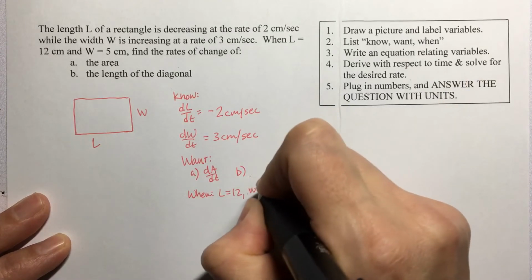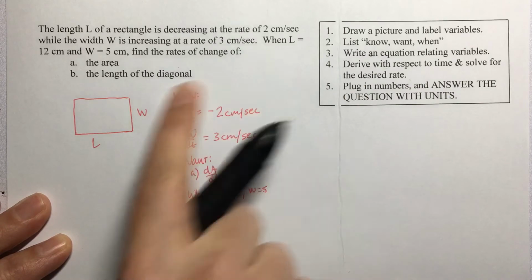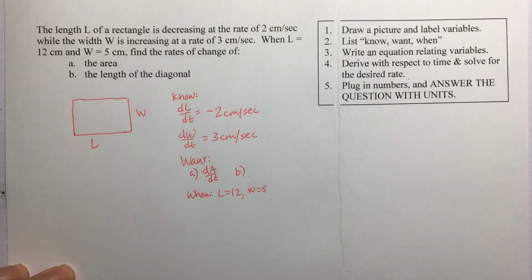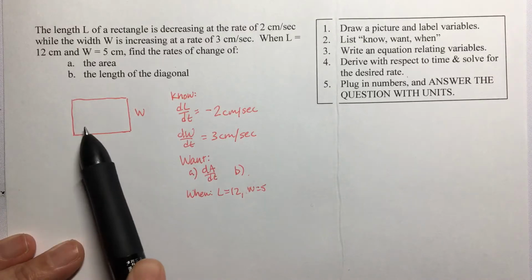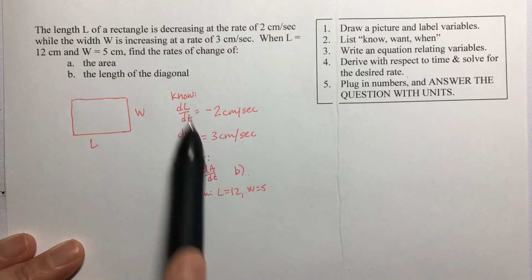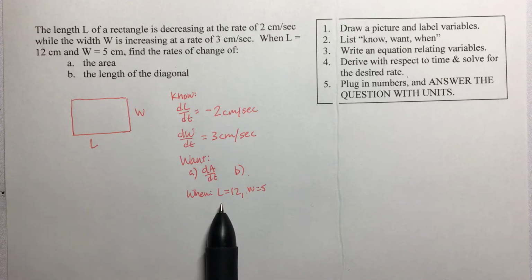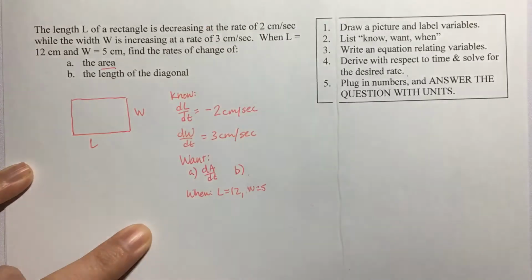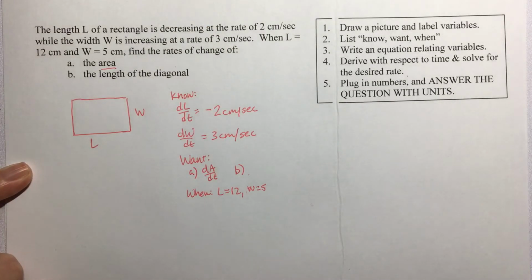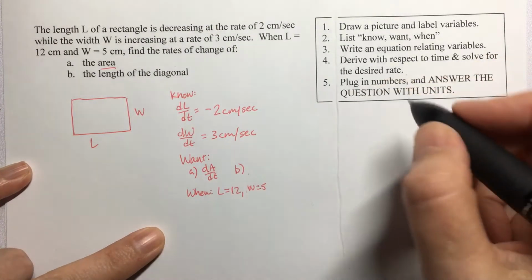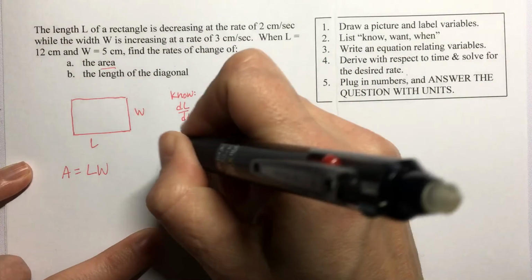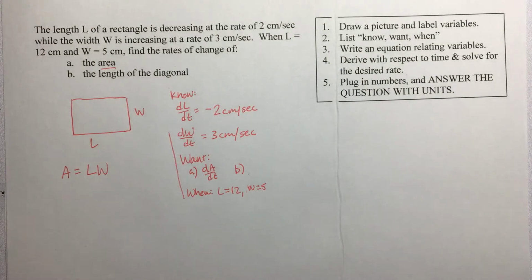Having this listed, though, looking at what I have written here versus having a paragraph, it's just a lot less to look at. Okay, so I have my picture. I've listed my know, want, and when. Writing an equation relating the variables, and I'm only looking for part A here, talking area. Do we have anything that relates area and width and length? Well, yeah, duh. So we have area is length times width. Just going to come over here. So that seems easy enough.